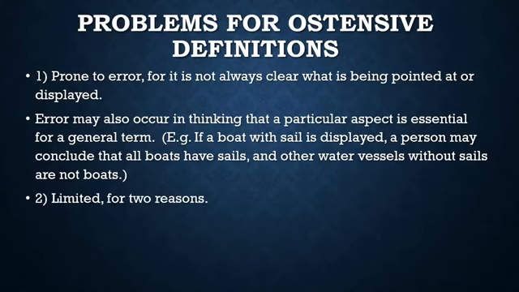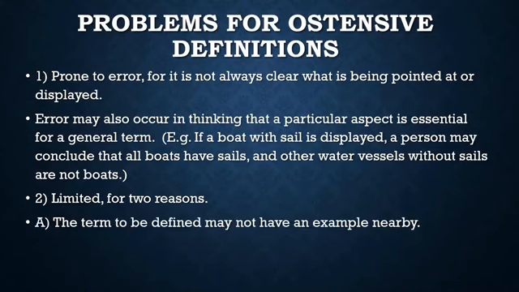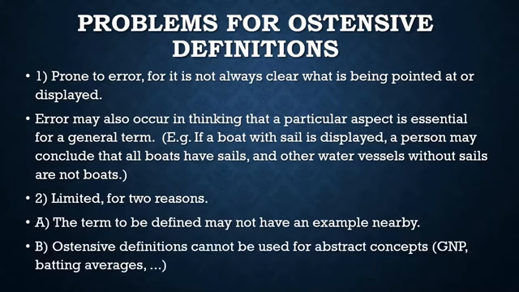And of course, it is very limited for a couple reasons. At least, first of all, the term to be defined has to be around to point at. You have to have an example nearby in order to display it or point to it. And second, ostensive definitions can't be used at all for abstract objects. If you try to point to the gross national product, you will fail. You can't point at batting averages, etc., other abstract concepts. So ostensive definitions are quite limited because of this.